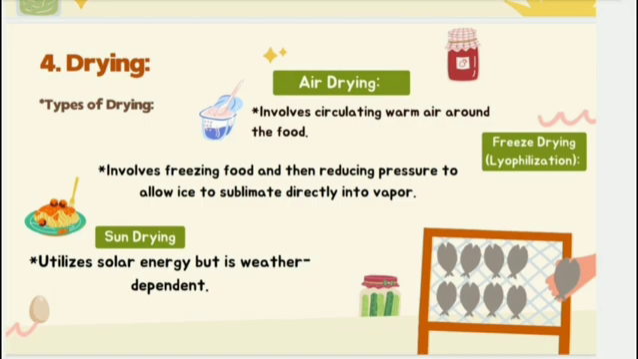In drying, there are different types of drying, which include air drying, freeze drying, and sun drying. In air drying, it involves circulating warm air around the food. In freeze drying, also known as lyophilization, it involves freezing the food and then reducing pressure to allow ice to sublimate directly into vapor. In sun drying, it utilizes solar energy but it is weather dependent.